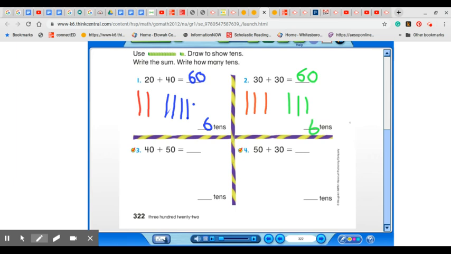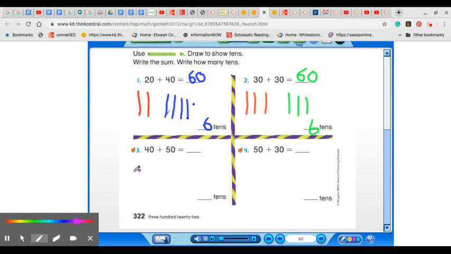Now, okay, so I am going to ask you to write 40 plus 50, and I want you to try to pause the video, and I want you to try to work it out, and then come back, and I will work it out and see if you got it with me. Okay, are you back? Now let's do 40 plus 50 together.